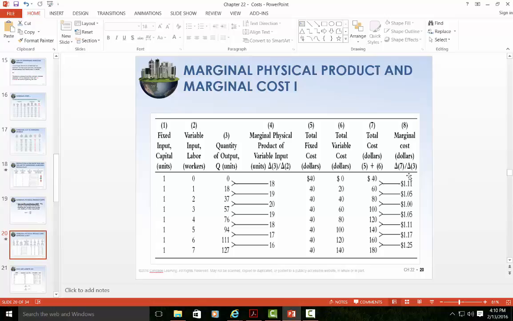What is the difference here in dollars? Remember, this is telling you that this is change. This number is a change in column 7 divided by the change in column 3. And that's how you get these numbers here.